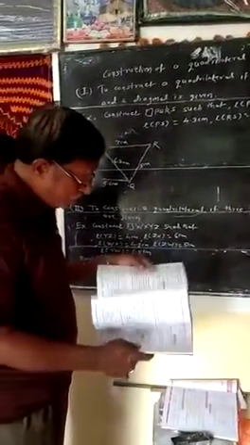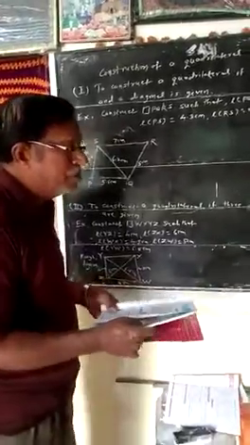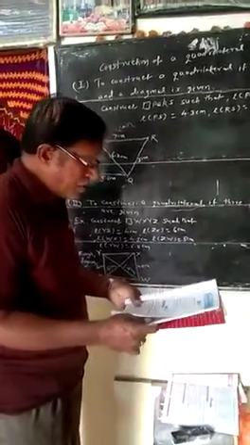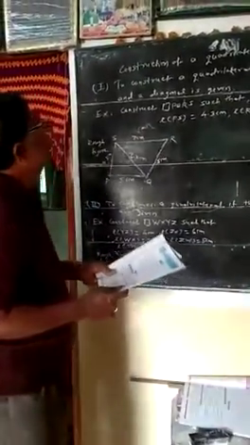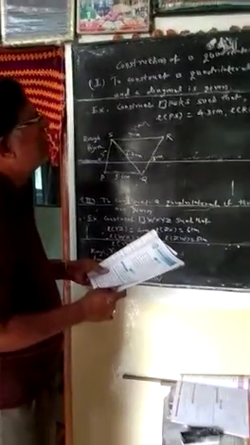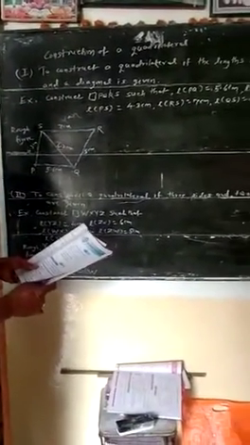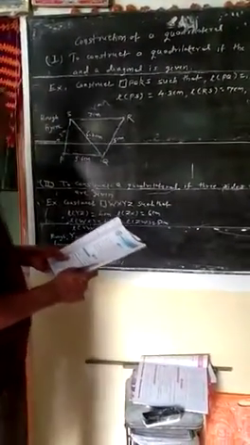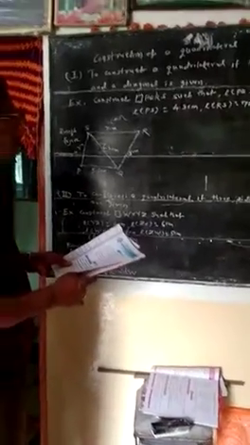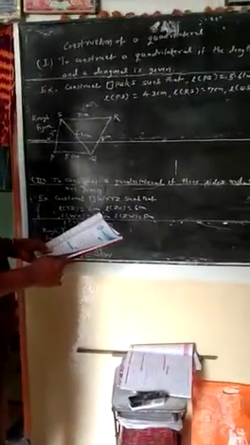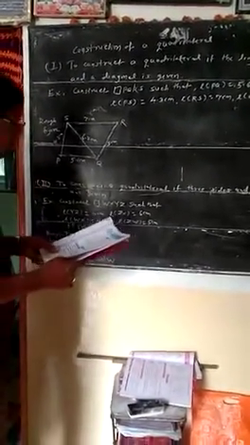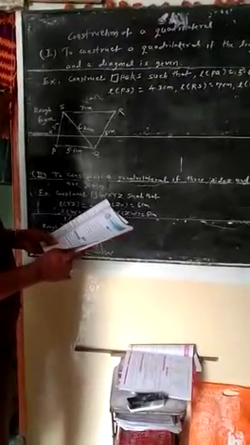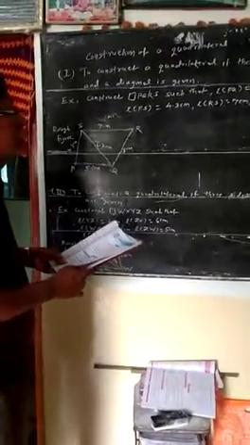Four types of construction of quadrilaterals are given. The first type is to construct a quadrilateral if the lengths of four sides and a diagonal are given. Means out of 10 elements, if they give five elements, no need to give all 10 elements. At least with the help of 5 elements, we can construct the quadrilateral.